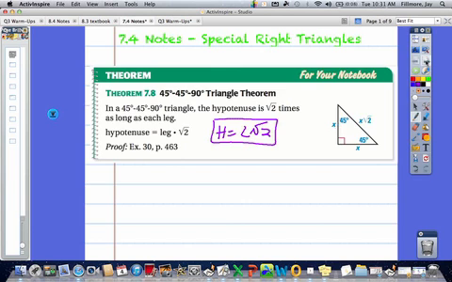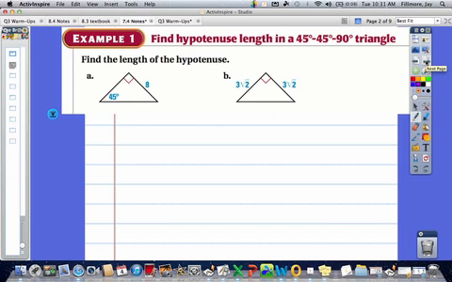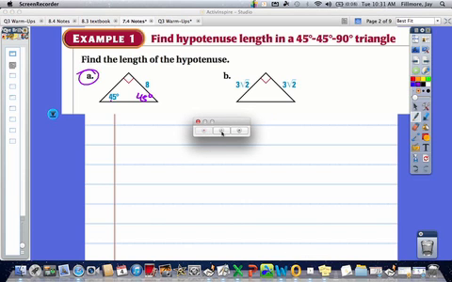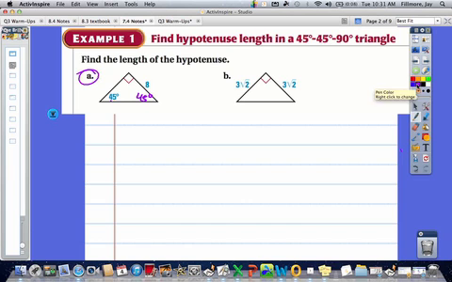Find the length of the hypotenuse. Well, for part A, this is a 45-45-90 triangle because all 3 angles should add to 180, so this has to be 45. And if those are both 45, this is isosceles. This is also 8. And in a 45-45-90, the hypotenuse equals the leg times the square root of 2. So the hypotenuse is simply going to be 8 root 2.